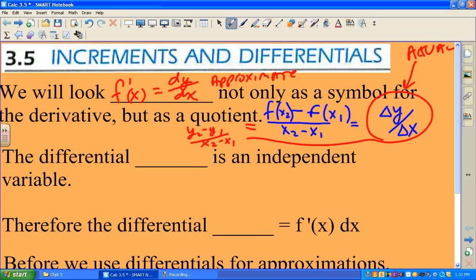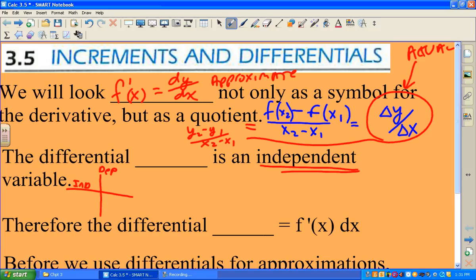So, the differential blank is an independent variable. Anytime they talk about independent, they're talking about the horizontal axis, the independent axis. This is the dependent axis. Independent can mean time. It can mean the real, if you're talking about complex numbers. But usually we call that x, don't we? And usually we call the vertical y.